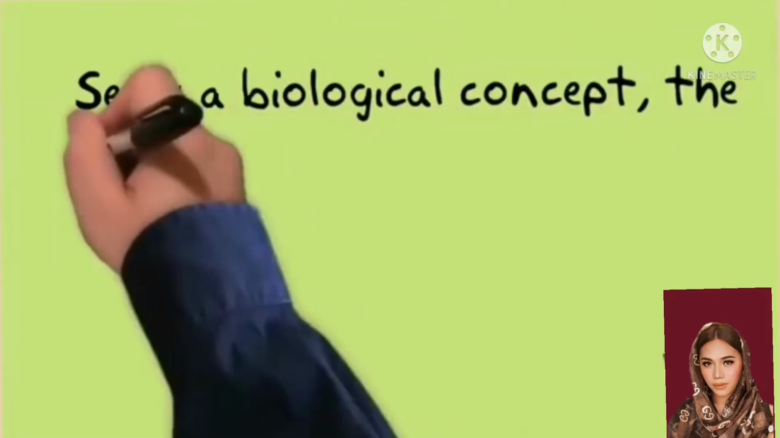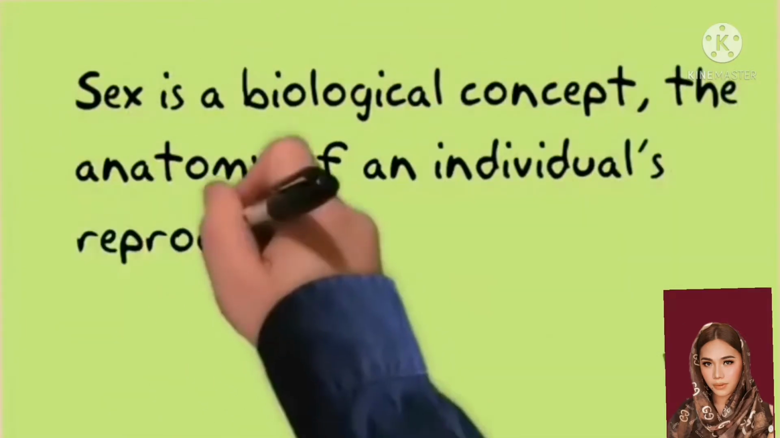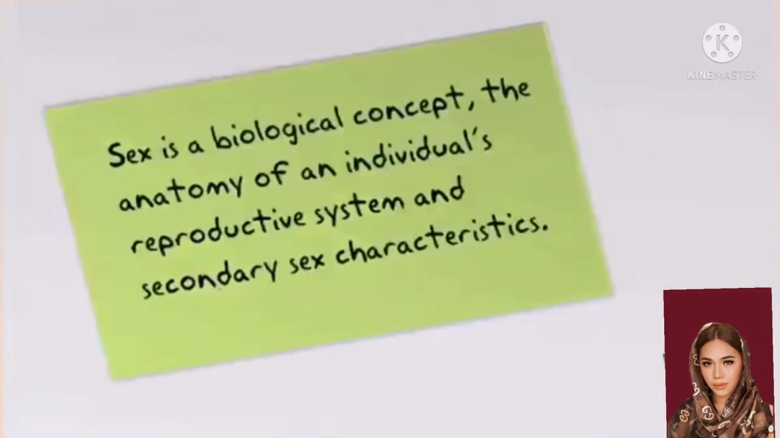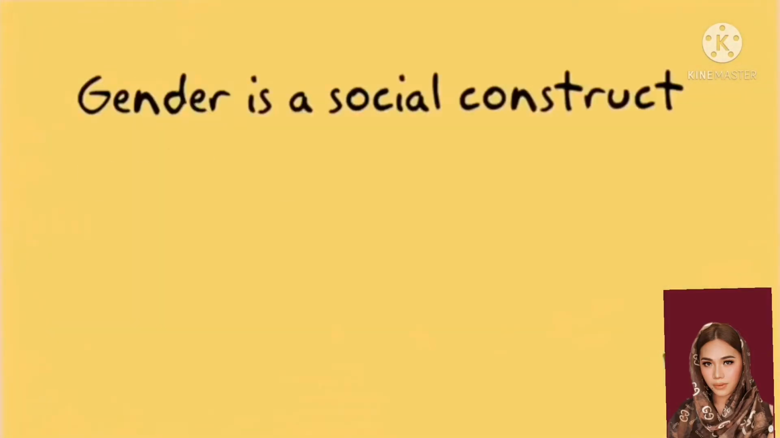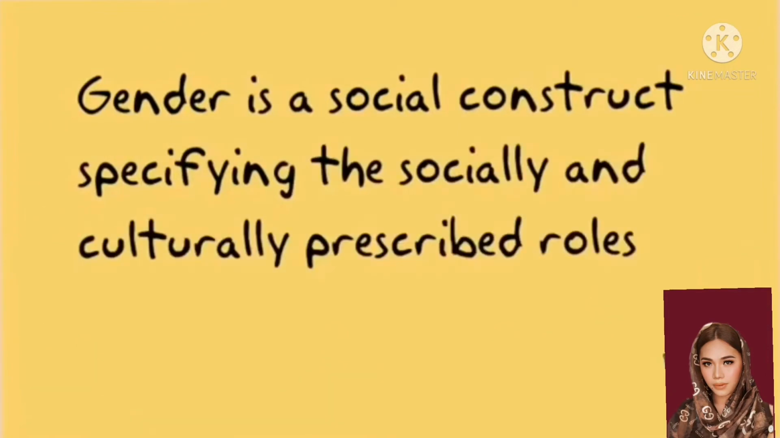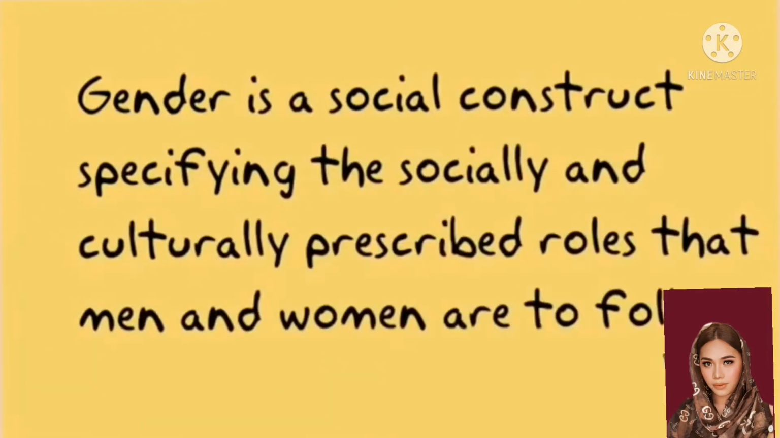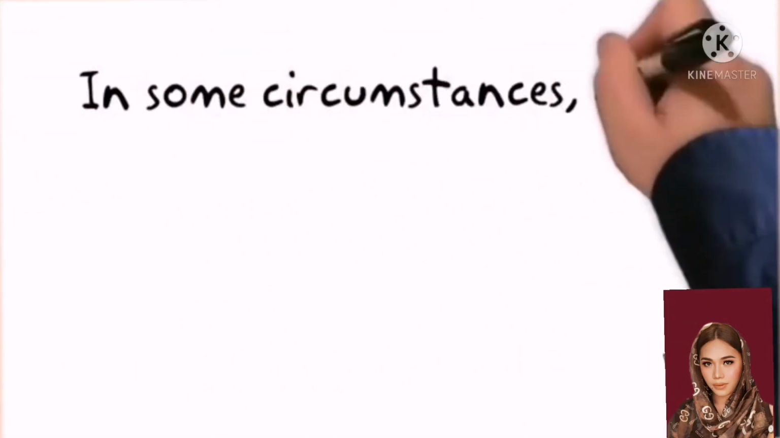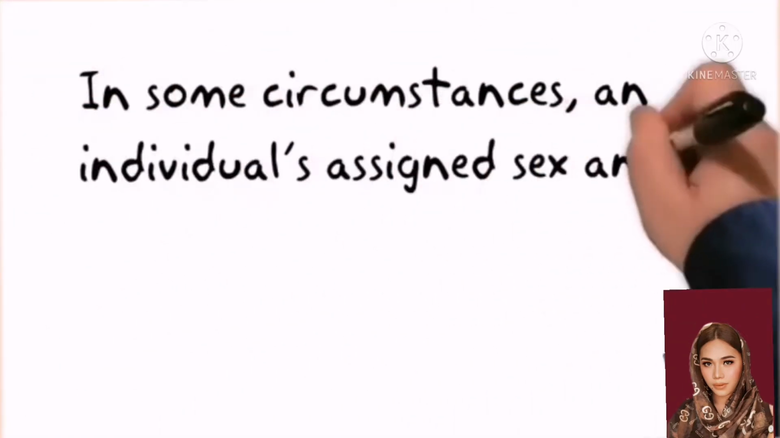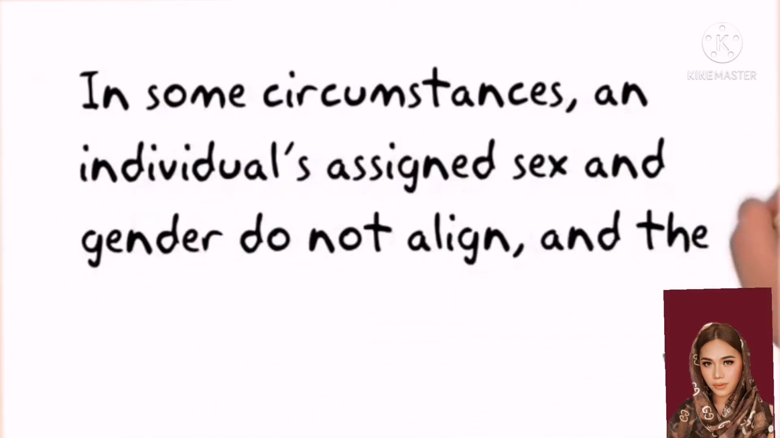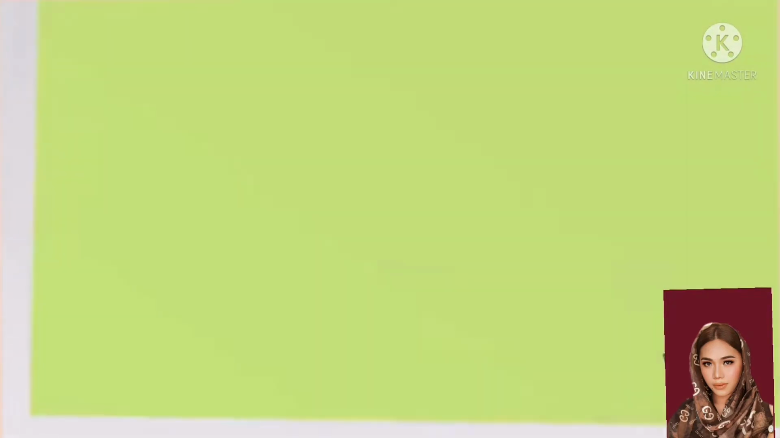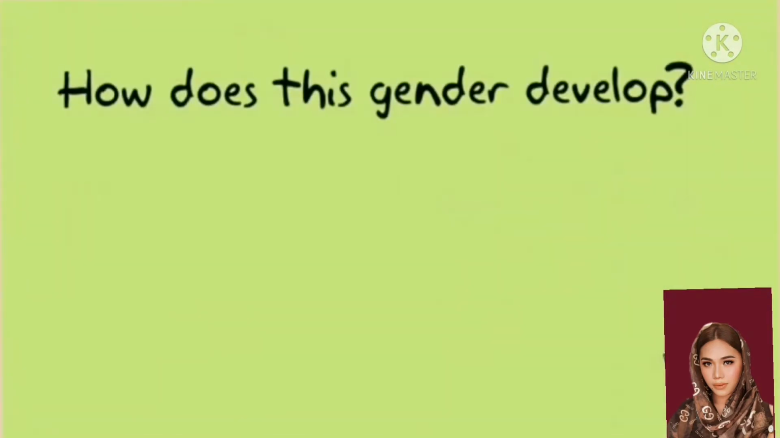Sex is a biological concept: the anatomy of an individual's reproductive system and secondary sex characteristics. Gender is a social contract specifying the socially and culturally prescribed roles that men and women are to follow. In some circumstances, an individual's assigned sex and gender do not align, and the person may be transgender. How does this gender develop?